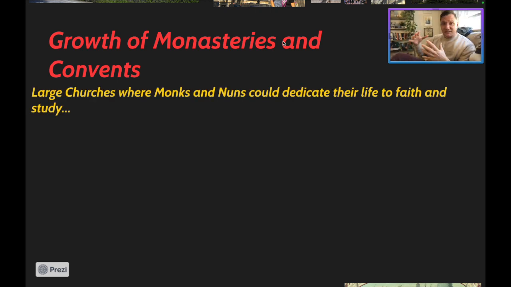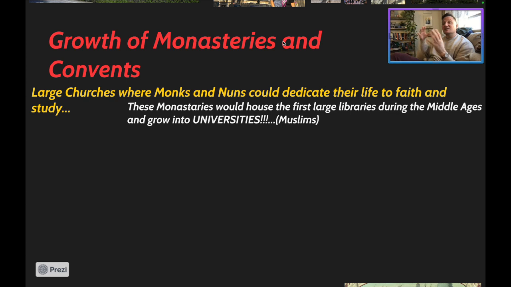Now, as these cathedrals, as these churches began to grow in size, they began to also grow in personnel, if you will. What a monastery or a convent is, just to give you a semblance of understanding, is a very large church where monks and nuns go, where they can dedicate their life to faith and study. These monasteries would house the very first very large libraries during the Middle Ages and grow into what is known as universities, right?